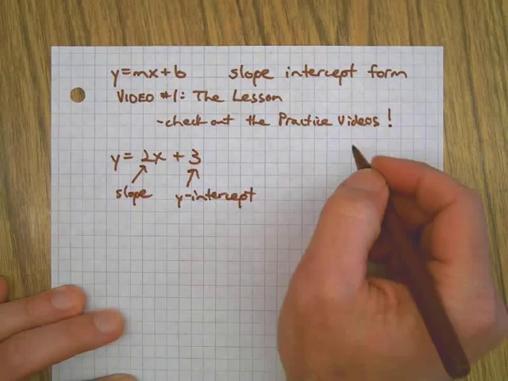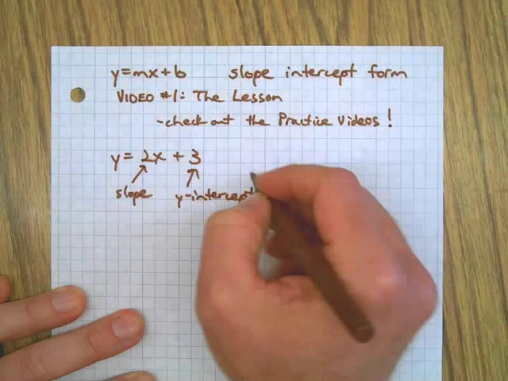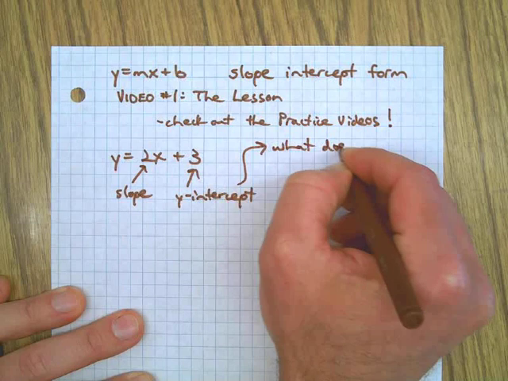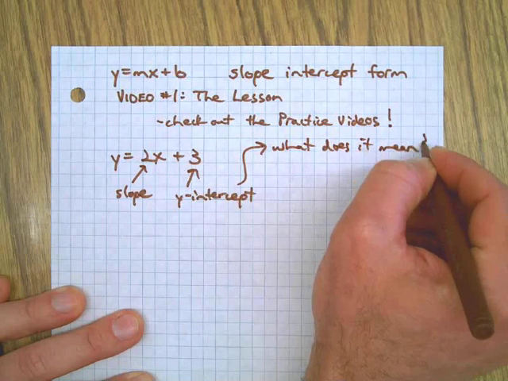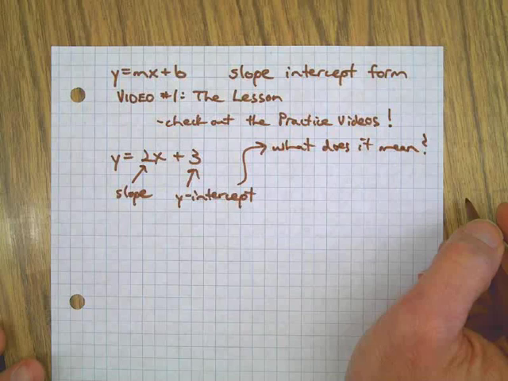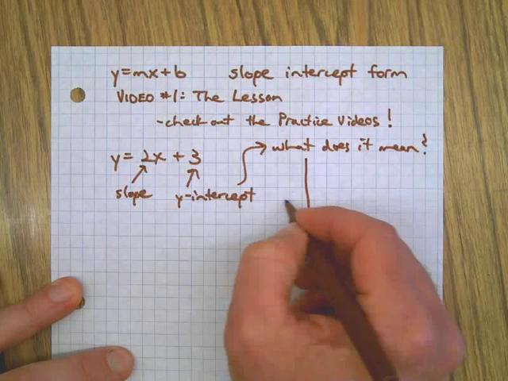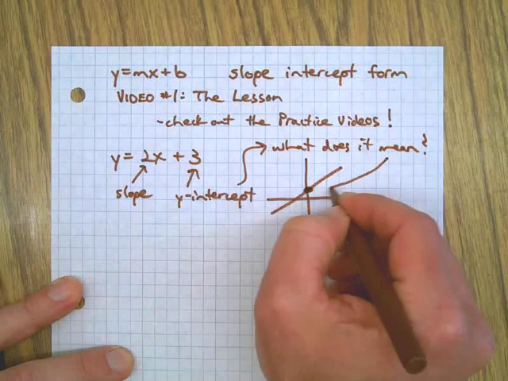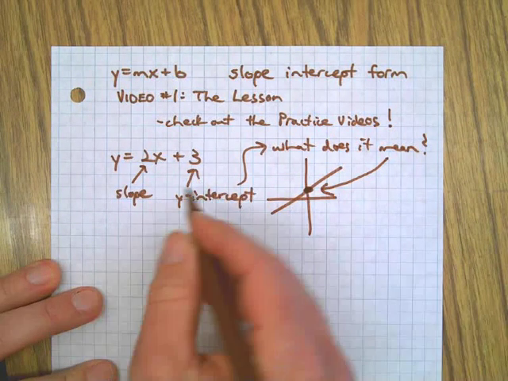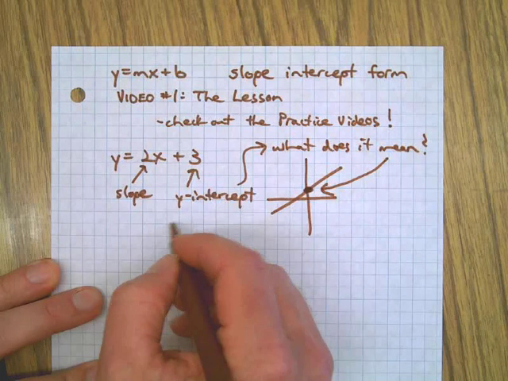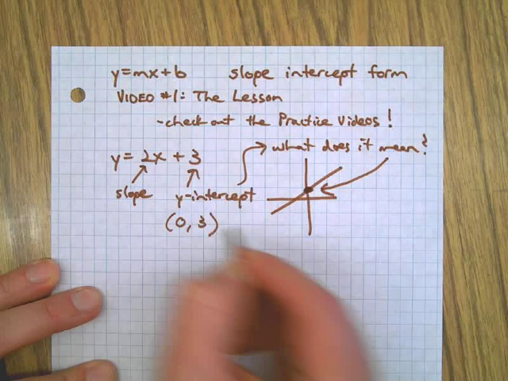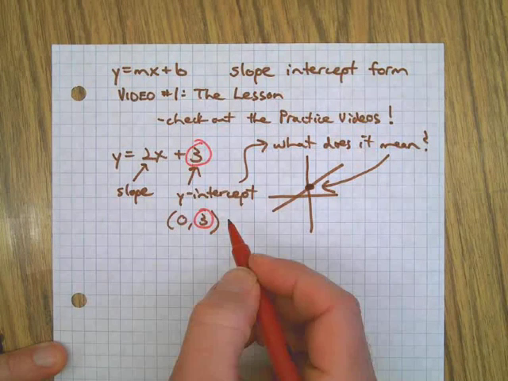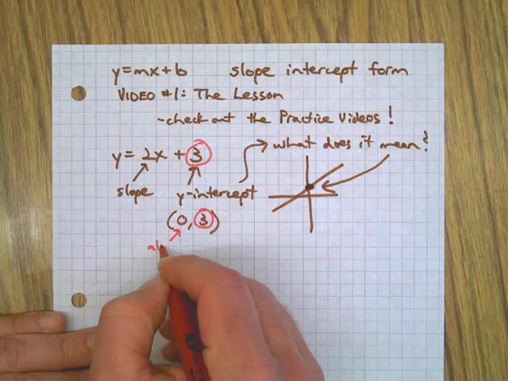So first of all, let's start with y-intercept. What y-intercept means is that's where the line crosses the y-axis. So if we have a line right there, that's what it means. In this case, since our y-intercept equals 3, it means we have an ordered pair, and 3 is the y value in that ordered pair, and that ordered pair always has an x value of 0.